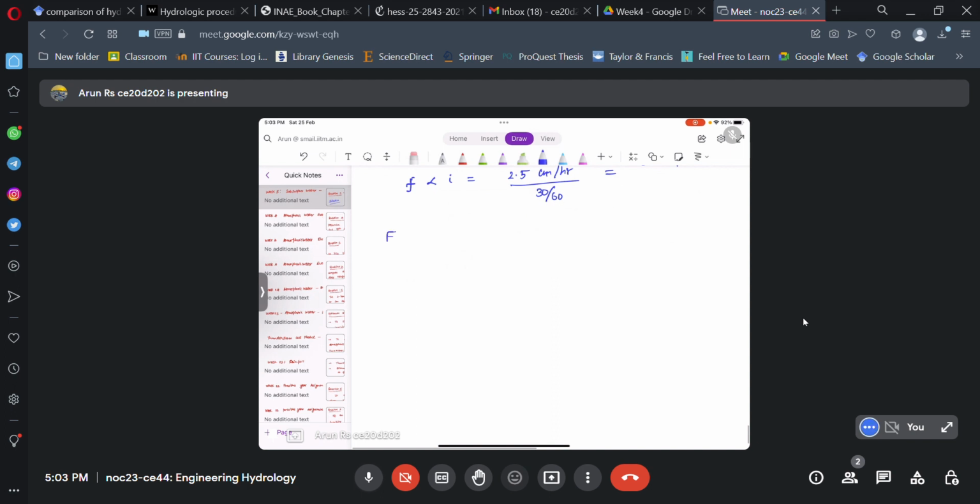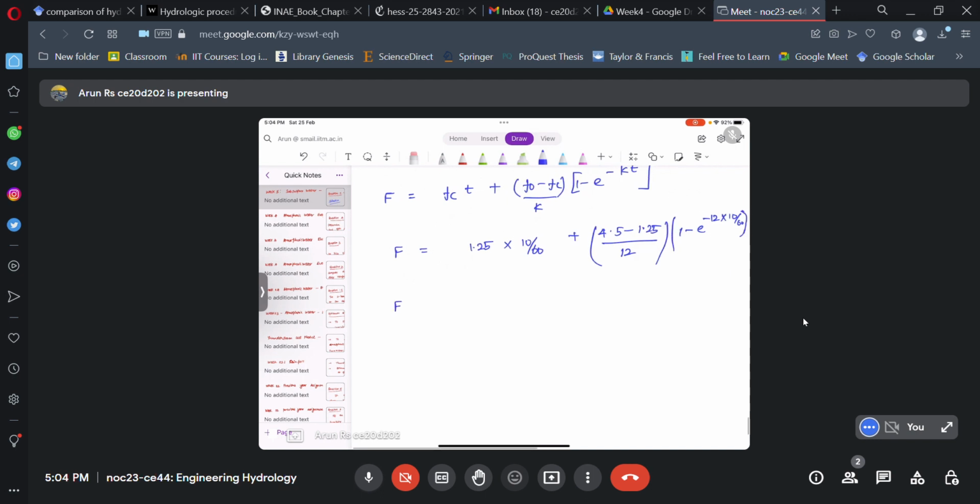So now we can determine what is capital F. This is given by Fc into t plus (f0 minus Fc) divided by k into (1 minus e to the power of minus kt). So all the values are found, we can just substitute directly. If we do that, it is 0.443 centimeters at the 10th minute. So this much amount of water has infiltrated.